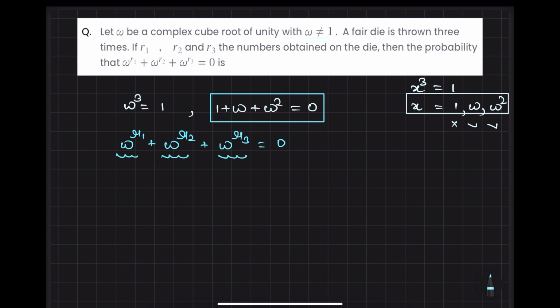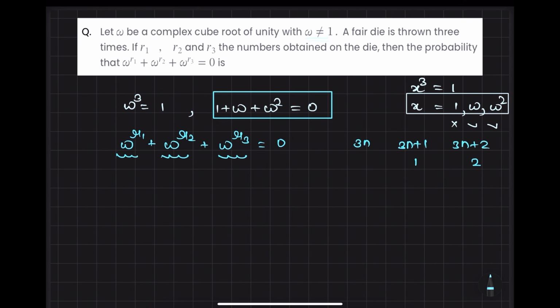Now, I will tell you the nature of the numbers. What is the nature of the numbers? They are 3n type numbers, then 3n plus 1 type numbers, then 3n plus 2 type numbers. So what are the numbers? They are 1, 2, 3, 4, 5, 6. So this is the nature of the numbers on a die. Now we want this idea to hold true.